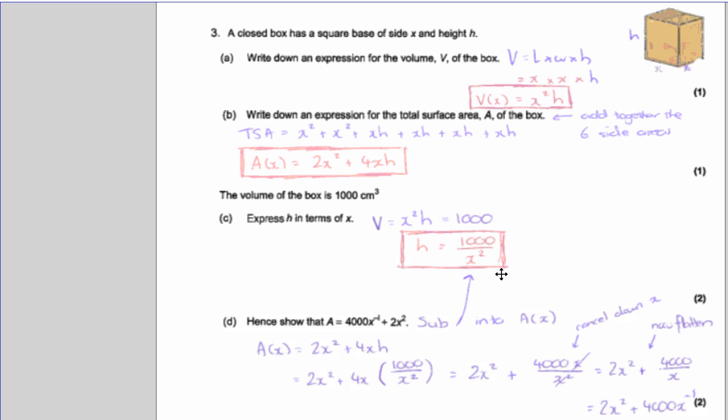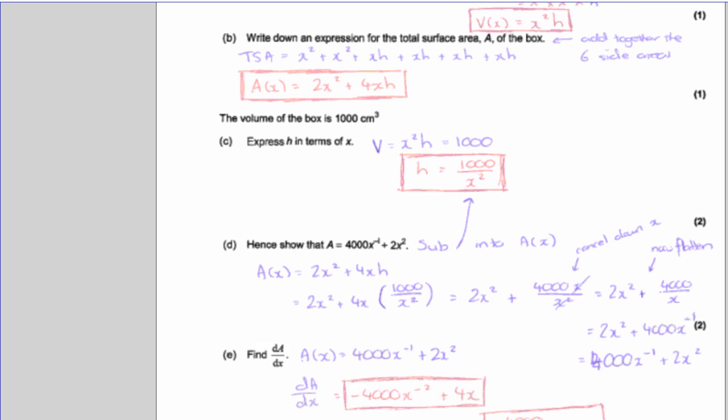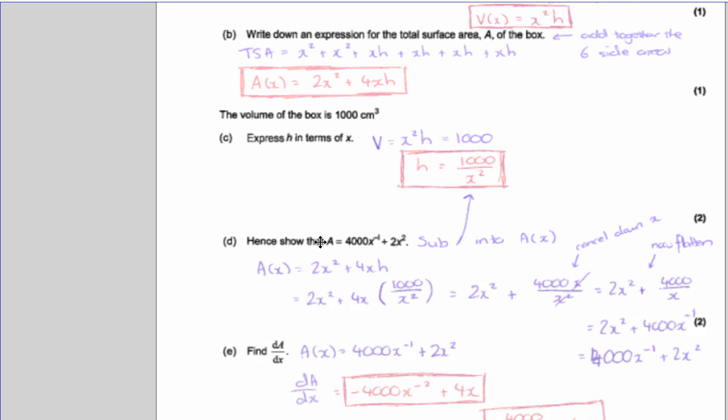Then we're asked to use these answers. Hence, show that A equals 4,000 x to the minus 1 plus 2x squared. So basically sub this into there. So sub that into A of x. So A of x equals this. See this thing here? A of x equals that. And now h is equal to that. So this thing goes in here. So we go 2x squared plus 4x, and then h is this thing here.